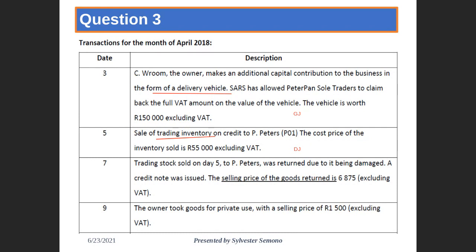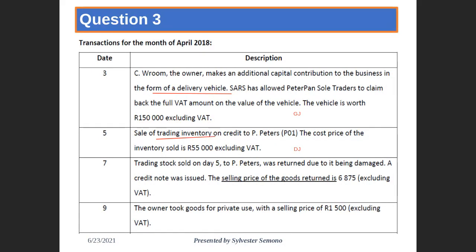Okay, please write these notes down because this is what you're going to find in the exam. They're going to trick you with it, okay? Let's go to the 7th. We sold trading stock. The trading stock which was sold to P. Peters was returned by P. Peters. So where are we going to record this? P. Peters, DAJ, Michael, thank you. Anthony, thank you. Nikita, thank you.